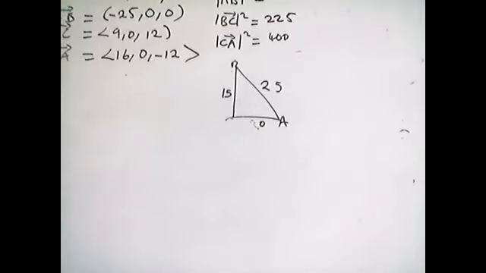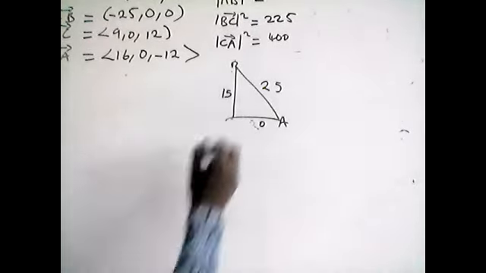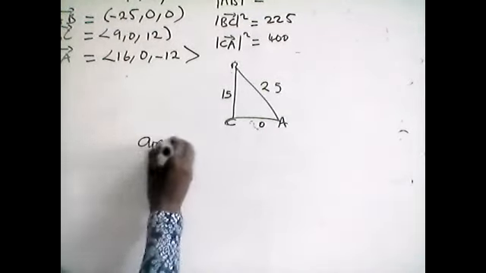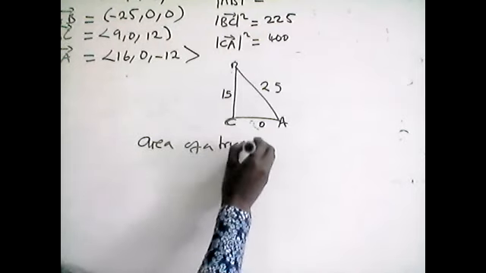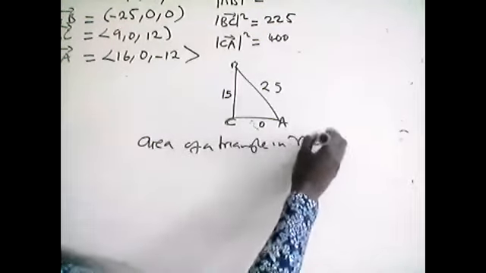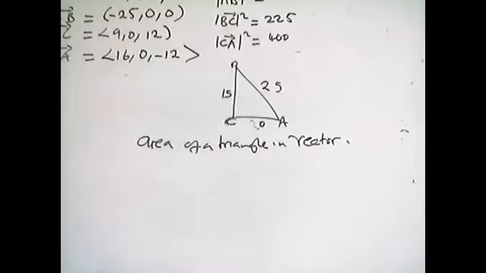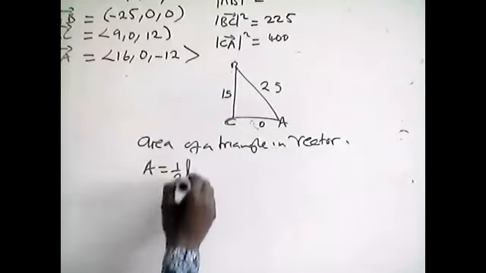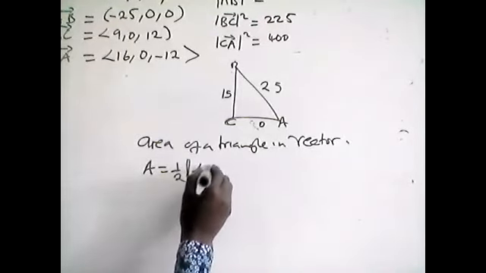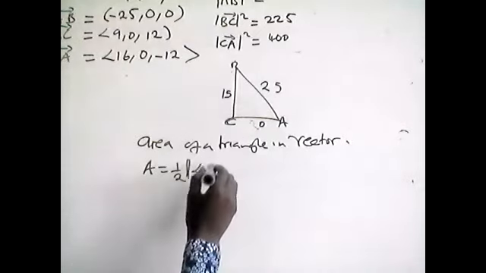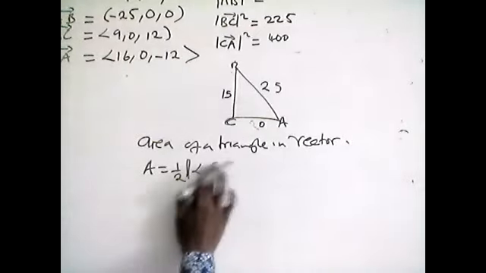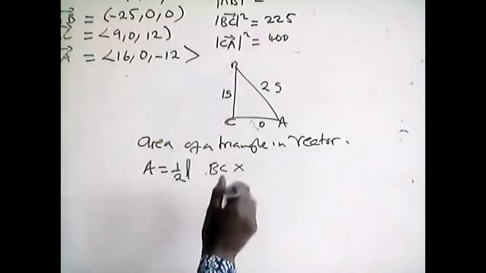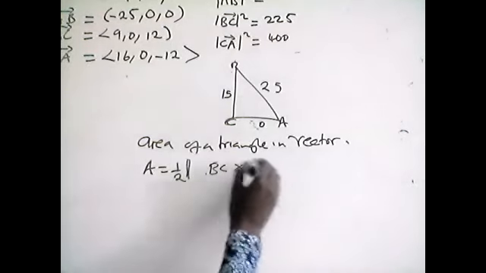So now, guys, to find the area of a triangle in vectors. Area of a triangle in vectors is just given by A equals 1 over 2 the modulus of the cross product of either BC times CA vectors.